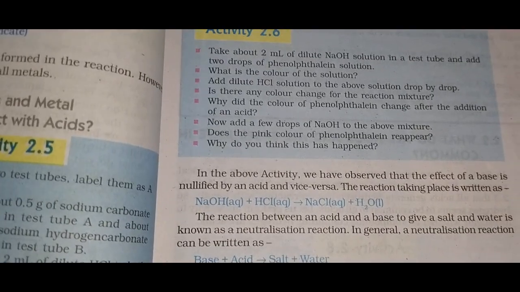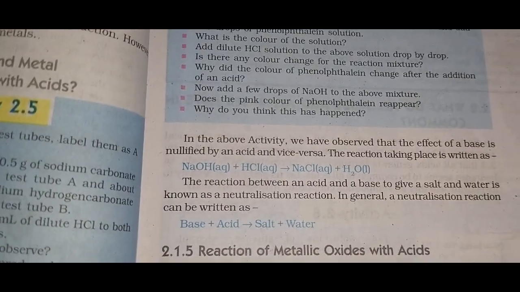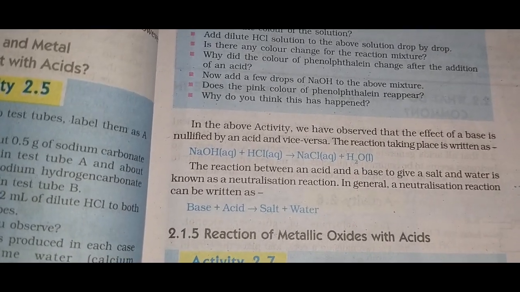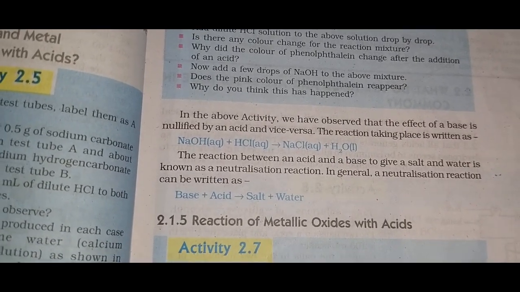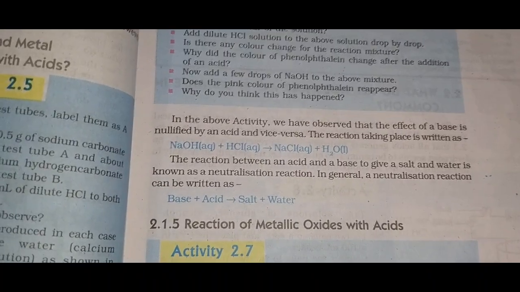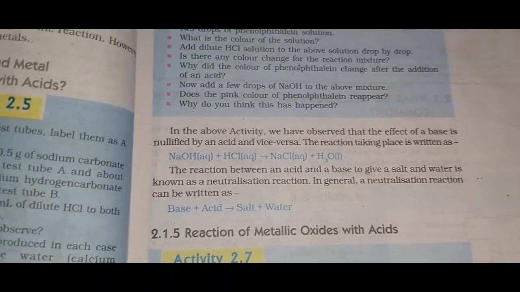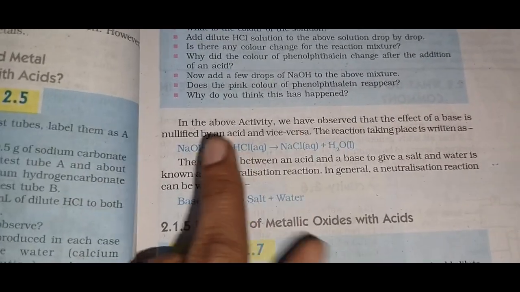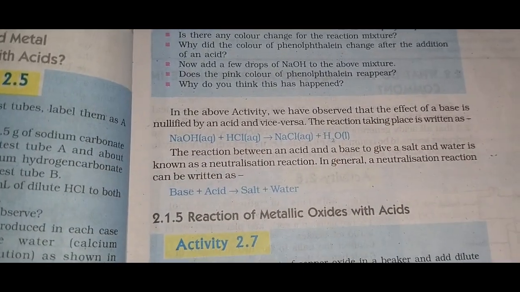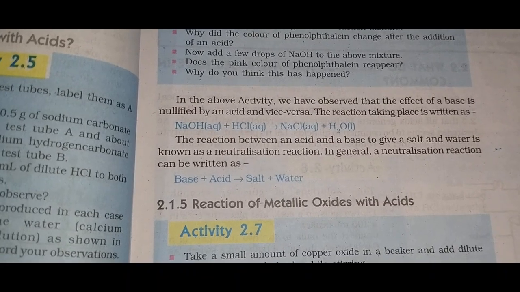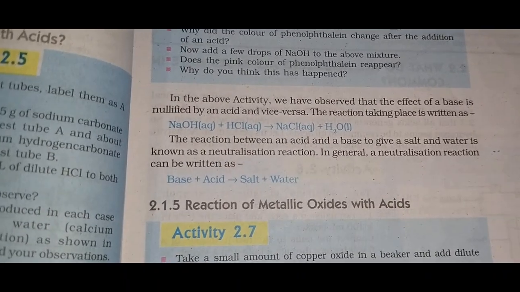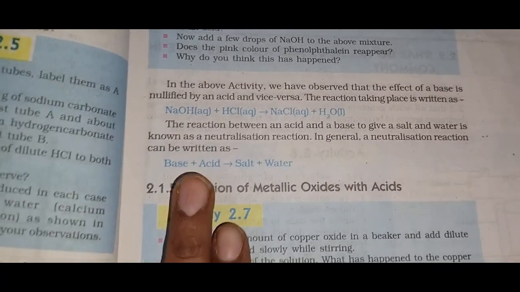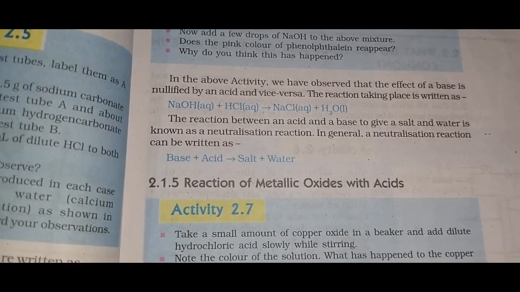The effect of an acid is nullified, made zero, by a base, or the effect of a base is made zero by an acid. This process is called a neutralization reaction, and we can write the equation like this: sodium hydroxide we took, hydrochloric acid we took, we get NaCl plus H2O. The reaction between an acid and a base to give salt and water is known as a neutralization reaction. Generally we can write neutralization reactions as base plus acid gives salt plus water.